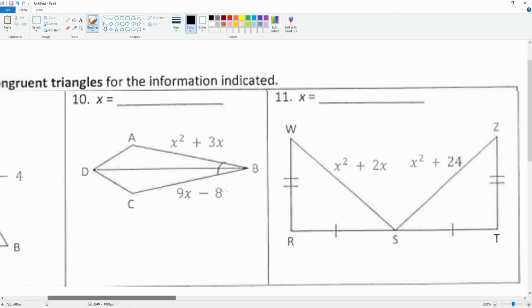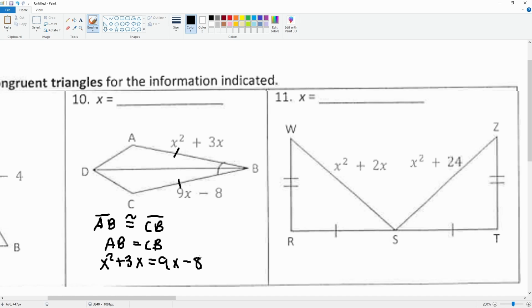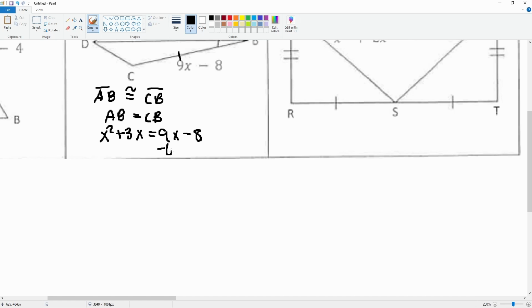Next here we have this angle that is congruent to that. So line AB is congruent to line CB. AB is equal to CB. So x squared plus 3x is equal to 9x minus 8. Minus 9x to both sides, because I'm trying to get x alone, plus 8 to both sides. So this cancels, leaving you with a 0 on the right. On the left hand side, you have x squared minus 6x plus 8. So now you're going to have to factor it.